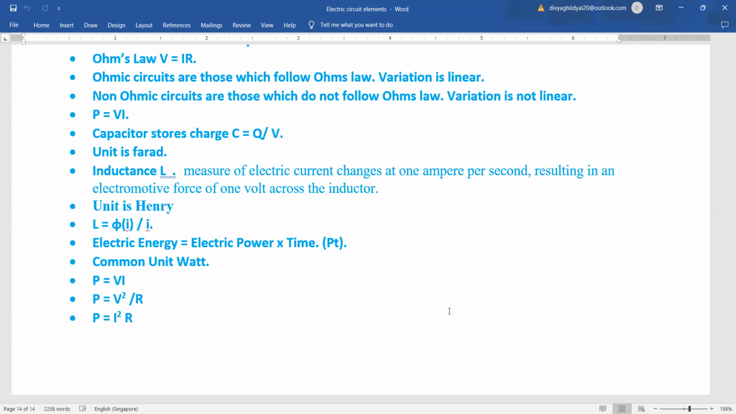Electric energy is equal to electric power into time. The common unit is watt. Power is voltage into current. Power is equal to V square upon R, and power is equal to I square into R.